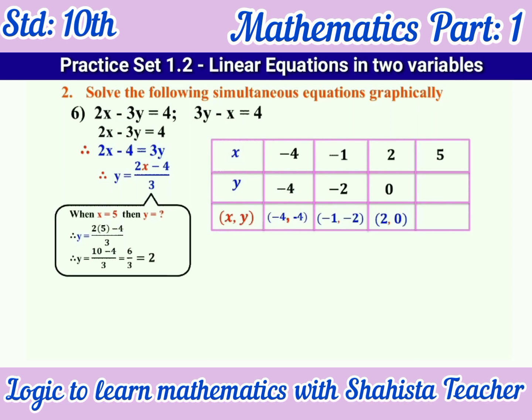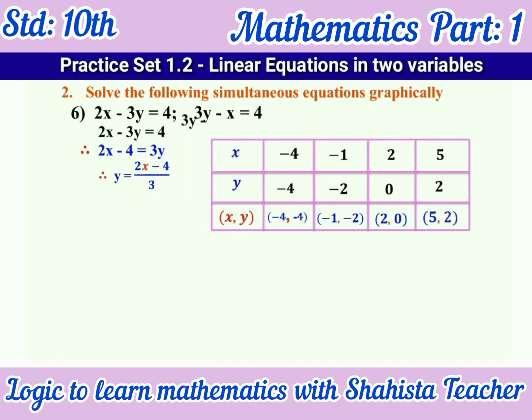So y is equal to 2. After dividing we get here y is 2. So x is 5 and y is 2. So 5 comma 2. So simple and easy to solve. Yes, just you have to consider any number for x, and with the help of that x we have to find the value of y.